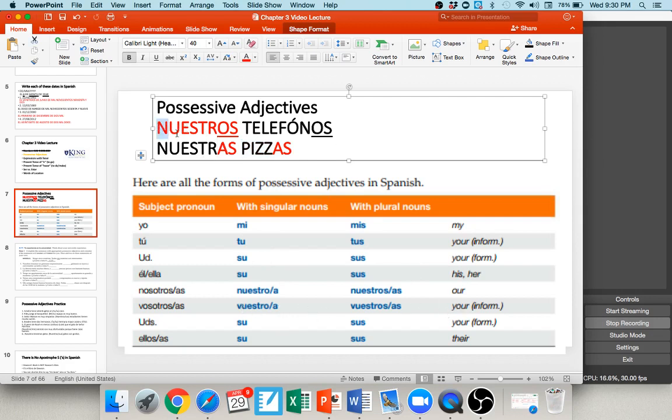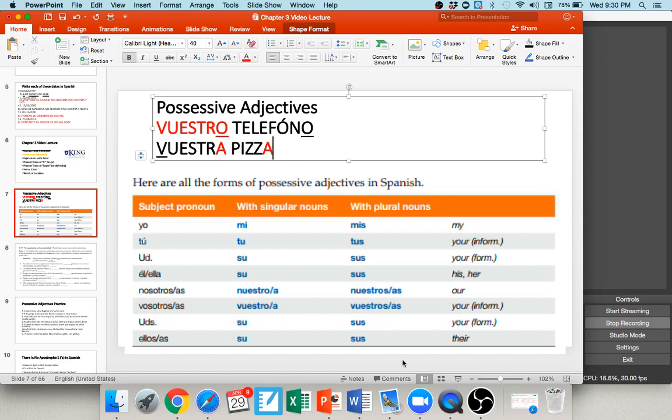The same is true of your alls in Spain. So instead of nuestros teléfonos, you have vuestros teléfonos. Instead of nuestro teléfono, you have vuestro teléfono. Same thing here. Vuestras pizzas or vuestra pizza. Okay, has to agree in gender or number.